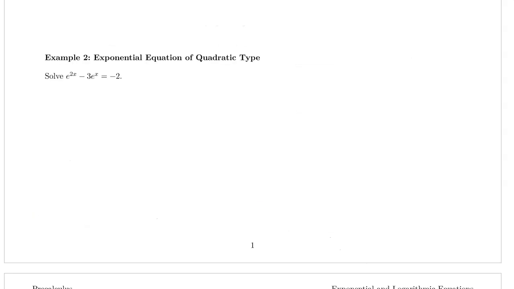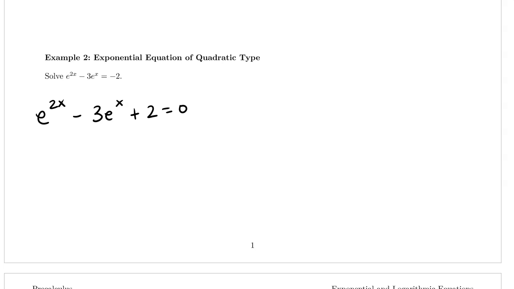Example 2 wants us to solve the equation e to the power of 2x minus 3 times e to the power of x is equal to -2. I'm going to start this off by adding 2 to both sides of my equation, which will end up giving us e to the power of 2x minus 3 times e to the x plus 2 is equal to 0.